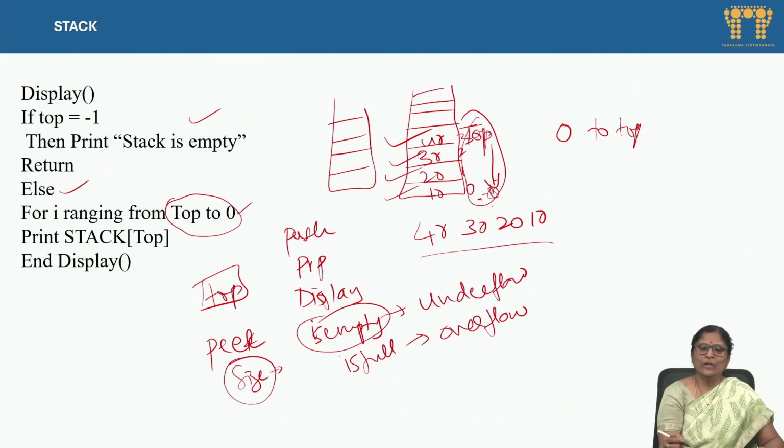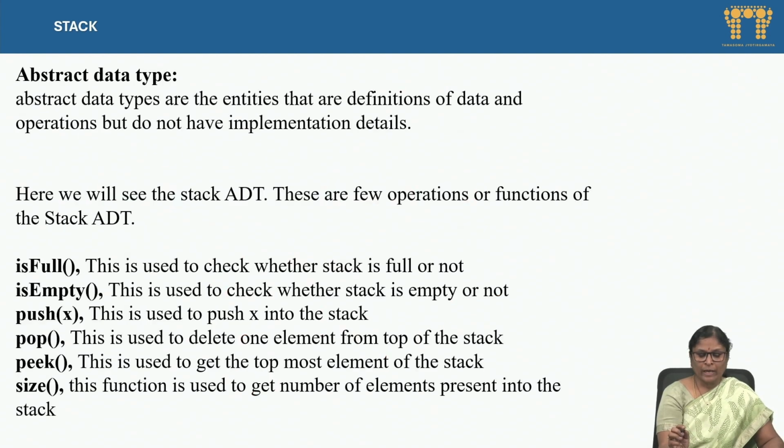So in detail, if you want to write a stack program using arrays, the main operations are push, pop and display. If you want to go ahead with writing is empty, is full, peek and size: is empty means underflow, is full means overflow, peek means the top element of the stack, and size means the size of the stack. This is about the stack.